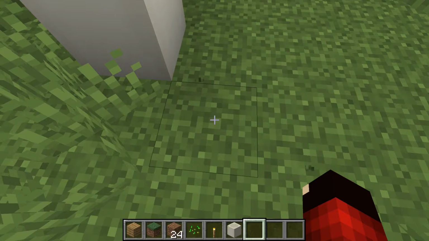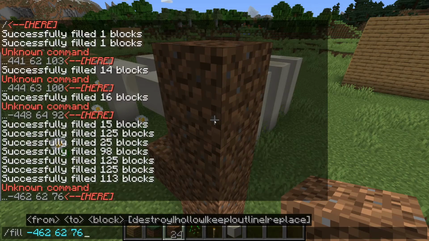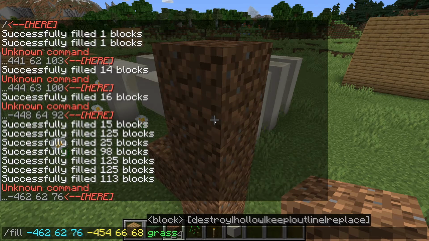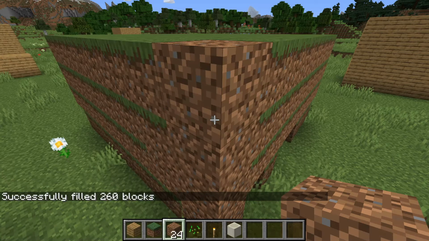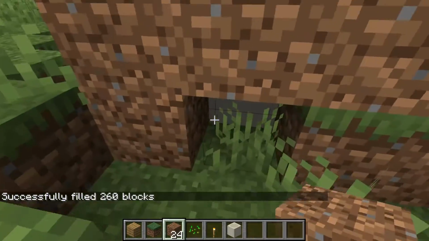structures. So if I just put slash fill, boom, boom, boom, and then come over here, press slash fill, boom, boom, boom, grass block. I've made that mistake a lot of times. Keep, anything else. You'll get this cool structure. Oh man, it keeps grass. I don't really want that.